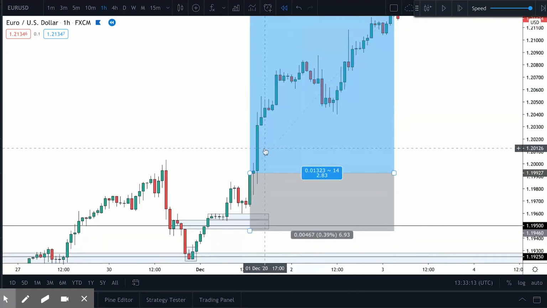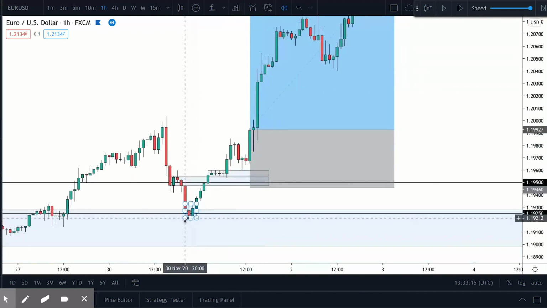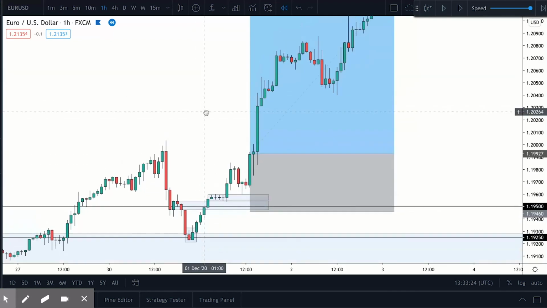Now, let me just talk through the 3 entries. We have that one for the risk reward hunters, for the people with the higher risk tolerance who don't mind hitting a few more losses in the chances of catching the huge risk reward moves.